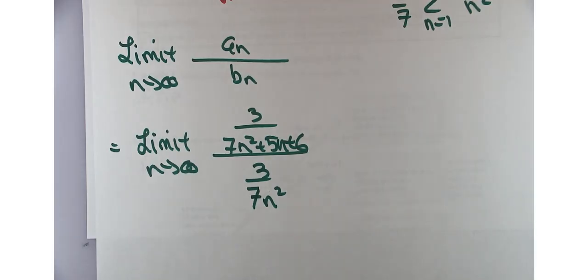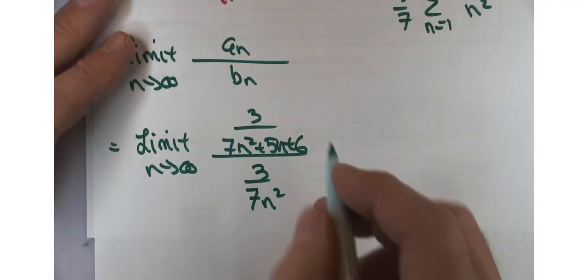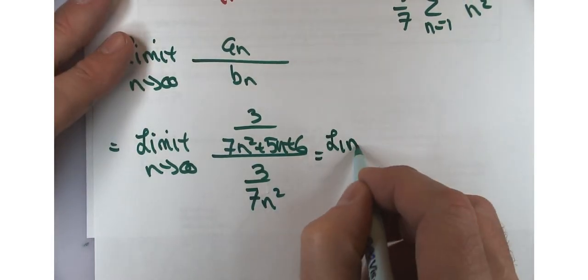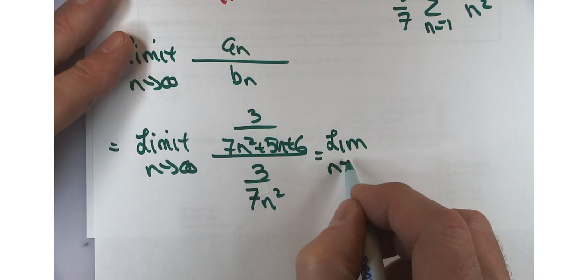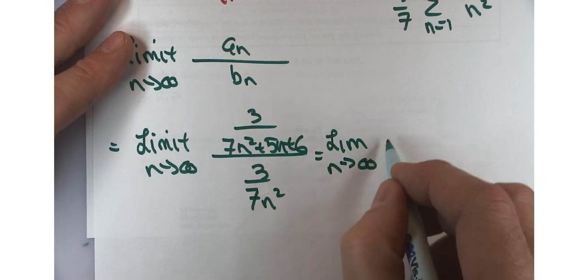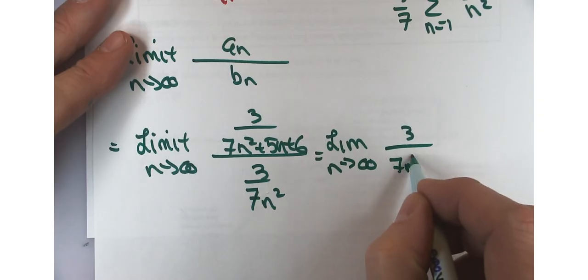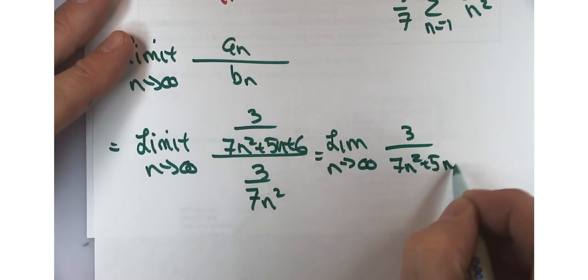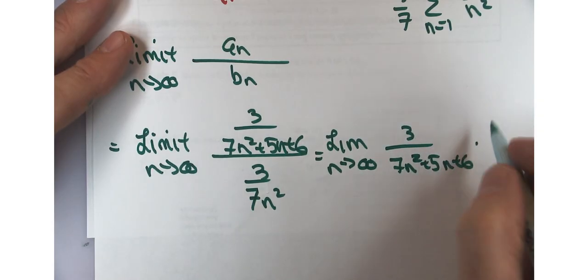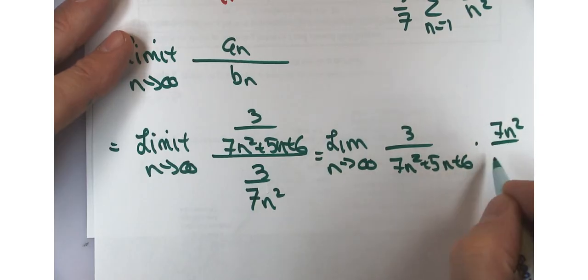What's our trick in terms of working with fractions? When you divide by a fraction, you multiply by the reciprocal. So this is the same as the limit as n approaches infinity of 3 over 7n squared plus 5n plus 6, times 7n squared over 3.